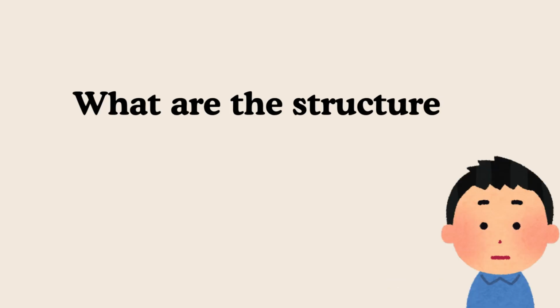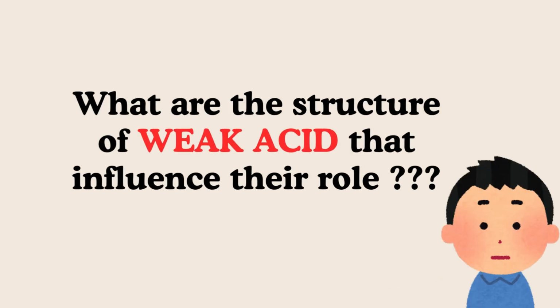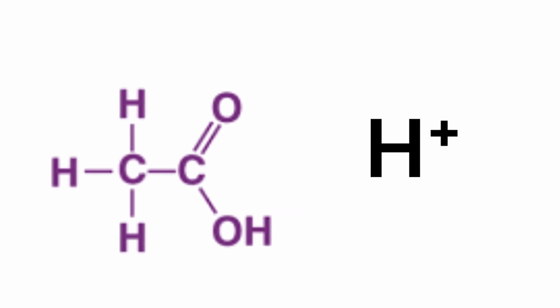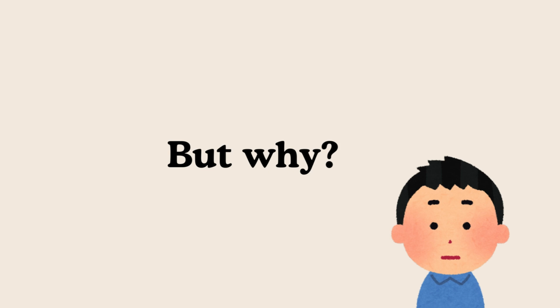What are the structures of weak acids that influence their role? Weak acids, like acetic acid, have a carboxyl group, COOH, which can donate H+ ions under certain conditions. The structure of this functional group makes it capable of partial dissociation in water, contributing to its role as a buffer. But why does this happen?